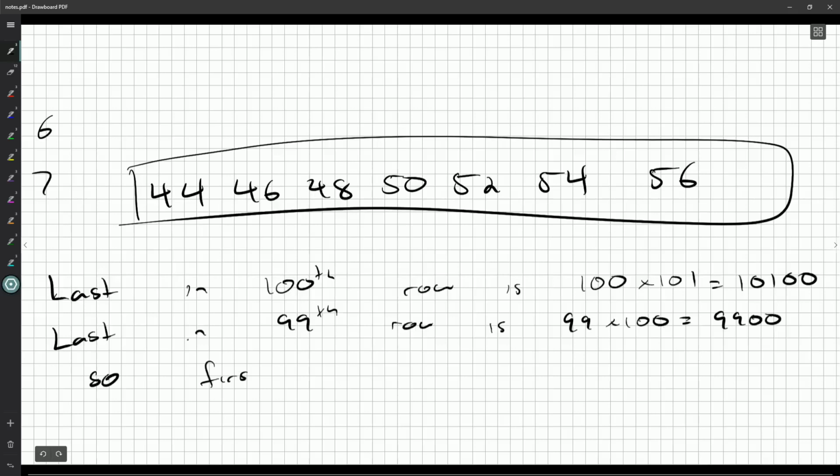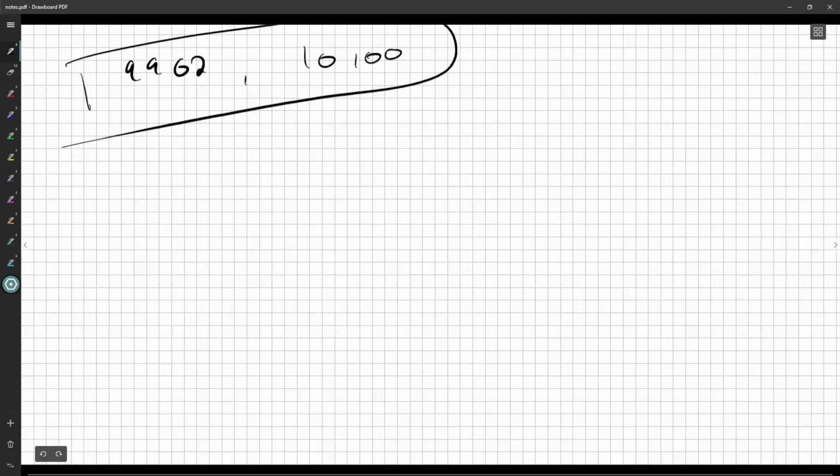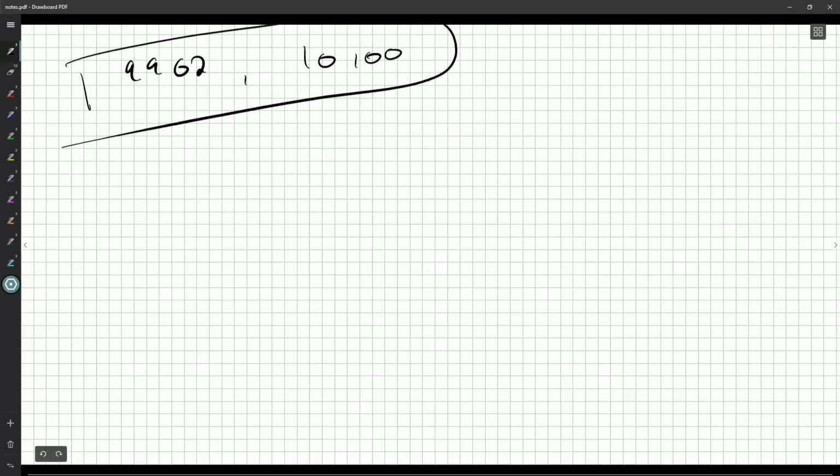And so the first in the next row, that is to say the 100th row, is the next even number, which would be 9902. So I would say 9902 and then 10100. And that's all we need for our answer for B part. But we did explain ourselves a little bit there. And actually, I think that 10 kind of looked like a 6, so let's fix that.